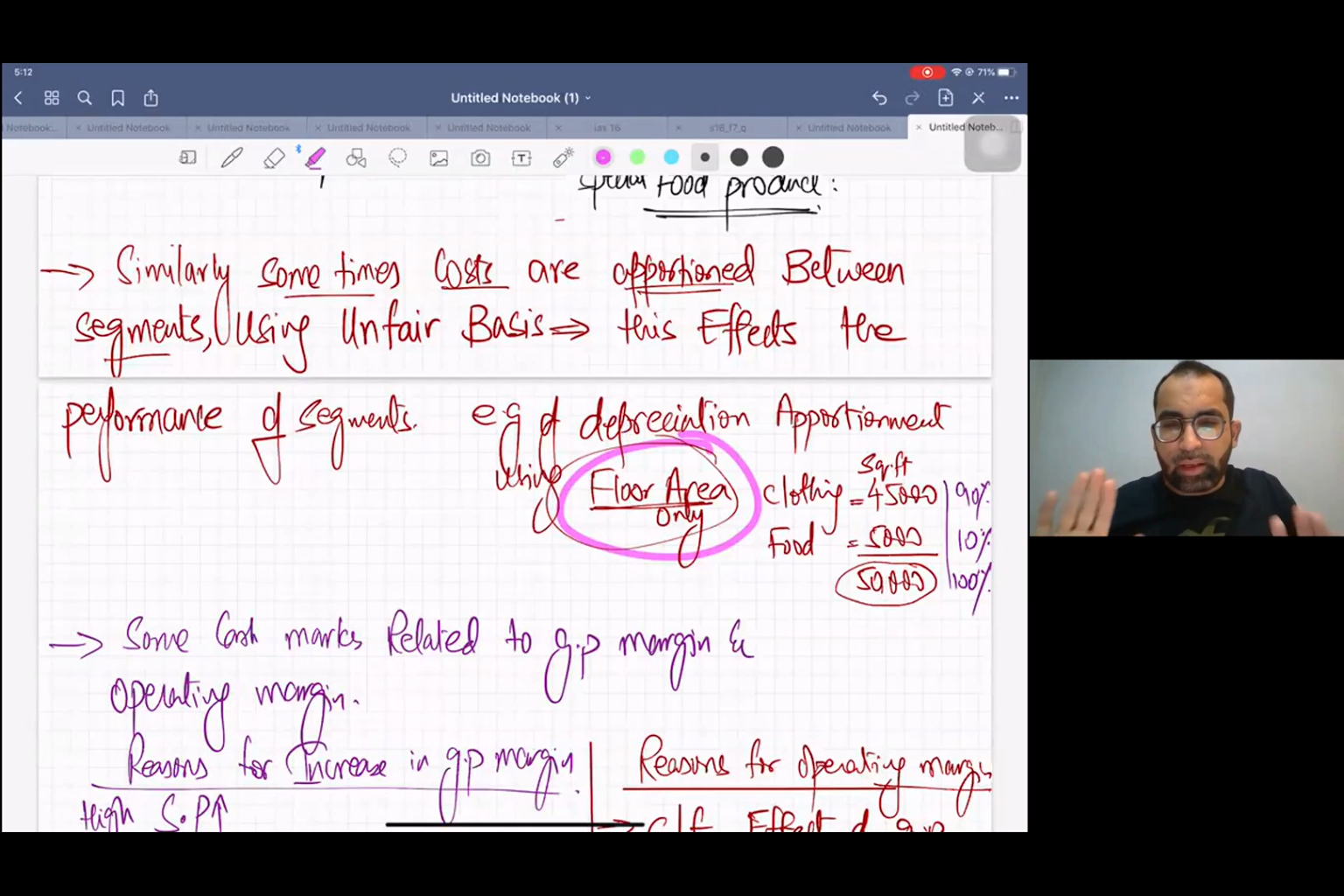Read this line. I'm giving you 1 minute. Read this line, please. Are you guys with me? Please comment. Are you getting the point?